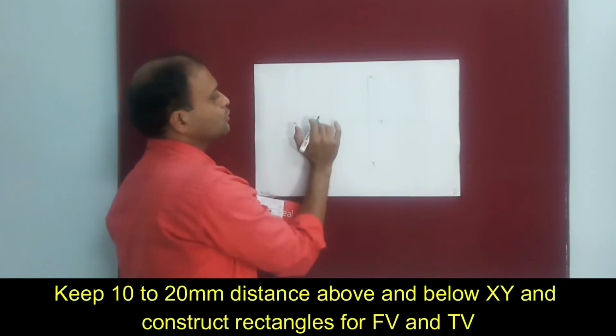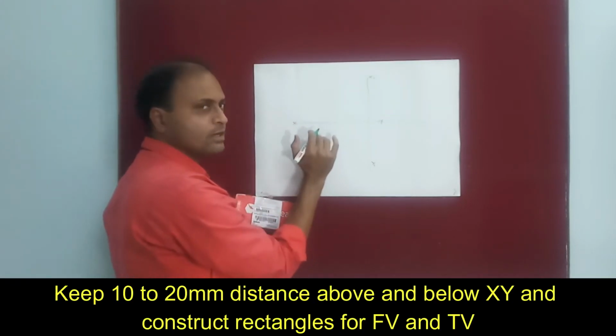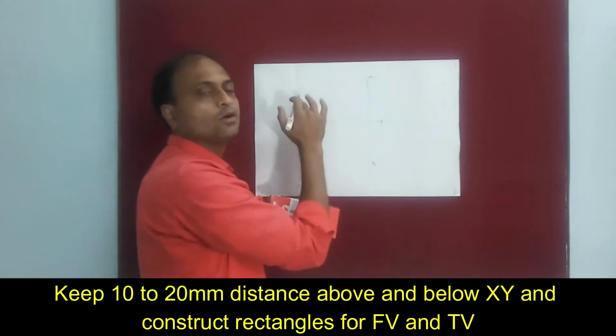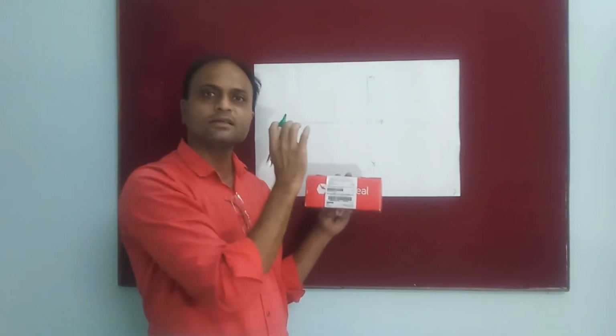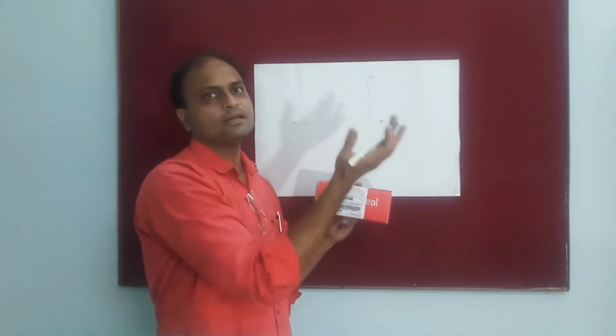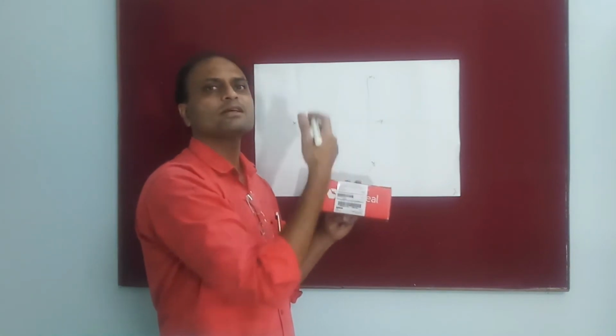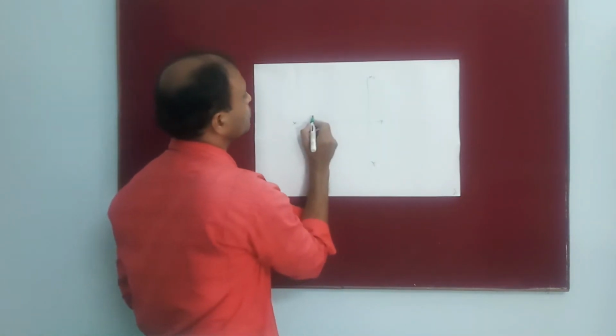Now just leave 10 to 20 mm distance above XY and below XY to draw those rectangles. Now why is this 10 to 20 mm distance kept? That is for the purpose of dimensioning. You can keep minimum 10 mm or maximum 20 mm. Okay, so now I am drawing that rectangle.